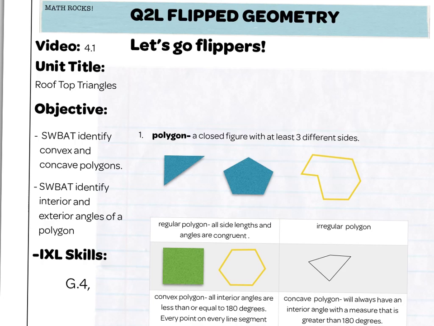Alright, let's go flippers. So this lesson is going to start off with a definition about what a polygon is. A polygon is a closed figure with at least 3 different sides. If you look at the examples that I've drawn here, here's an example of a polygon. It's got 3 sides if you count them 1, 2, 3. Here's another example of a polygon. This actually has 5 sides.